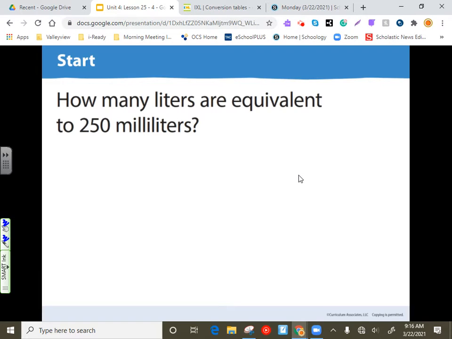So for the warm up, we're given this scenario. It says how many liters are equivalent to 250 milliliters? Well, the basic thing to do when you start conversions is to recognize which is the larger and which is the smaller. And I know if I'm comparing 1 liter and 1 milliliter, a liter's the larger one, and a milliliter is the smaller.